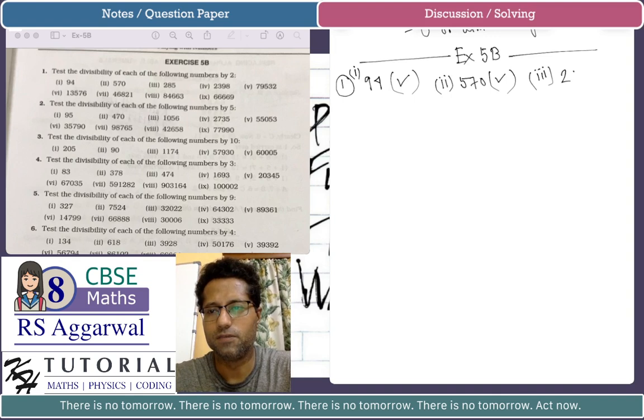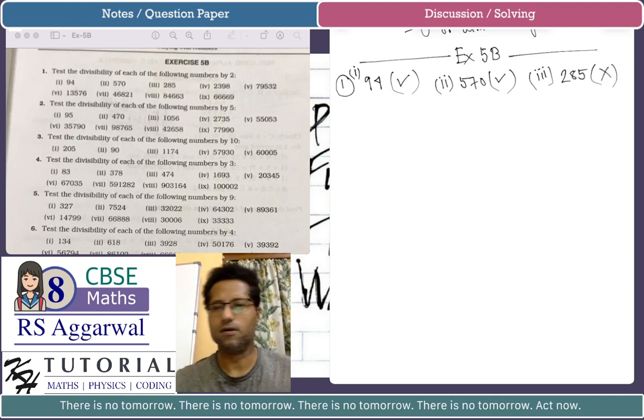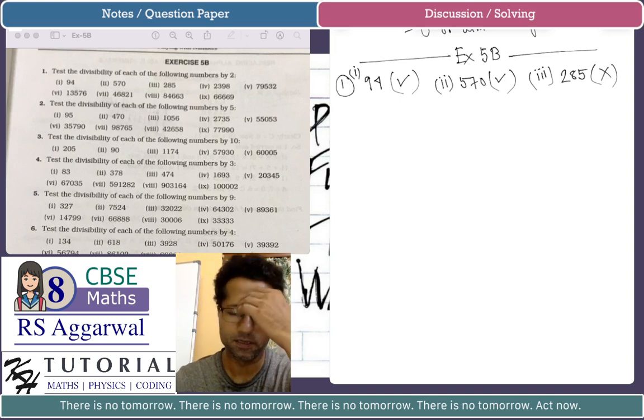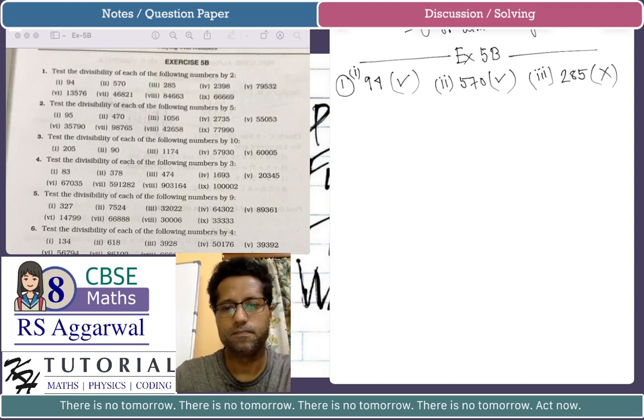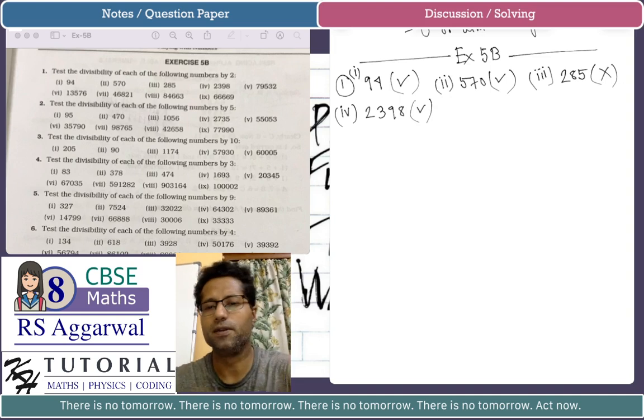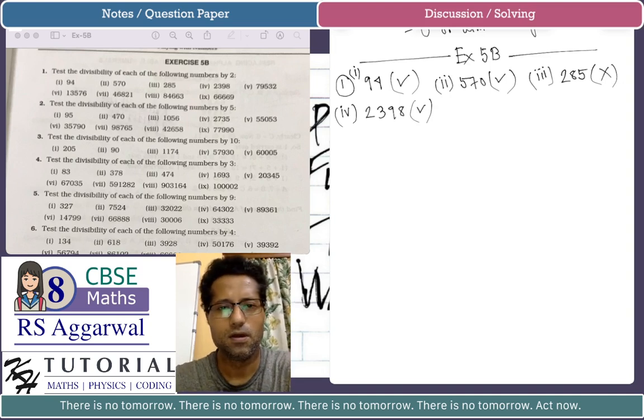285 is not divisible by 2 because the last digit, the digit at the units place or ones place, is 5, and 5 is an odd digit. It is not an even digit. 2, 3, 9, 8. It is simply divisible by 2. There is nothing to explain.